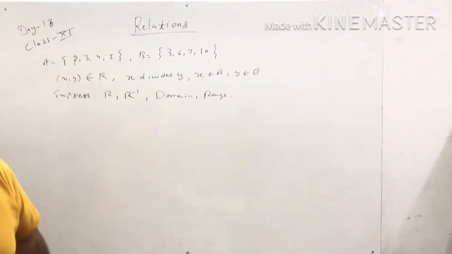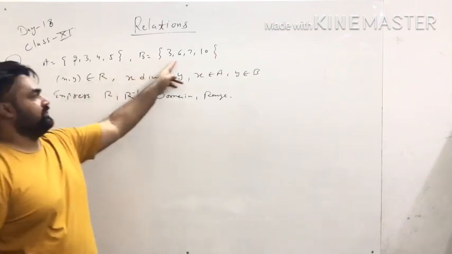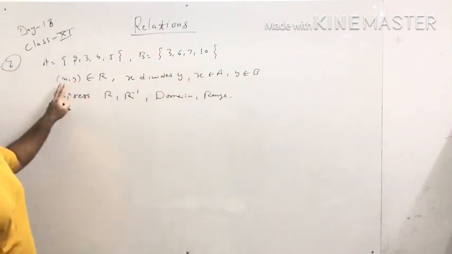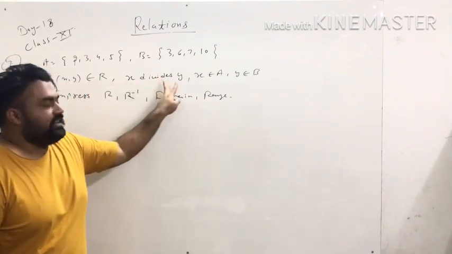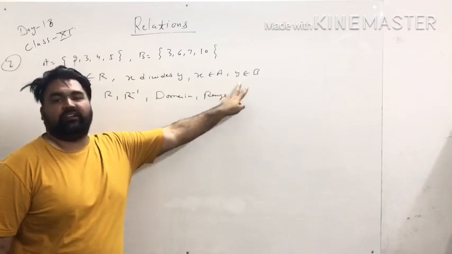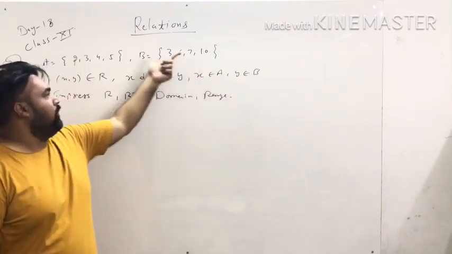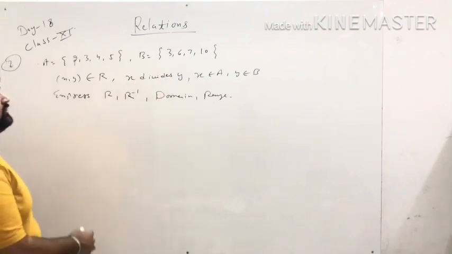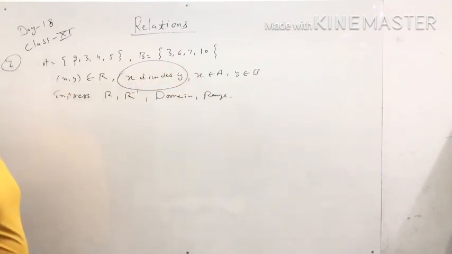Now another question. The elements of A are 2, 3, 4, 5 and the elements of B are 3, 6, 7, 10. Now (x, y) belongs to R relation, where x divides y, x belongs to A and y belongs to B. Now this is the most important condition: x divides y.